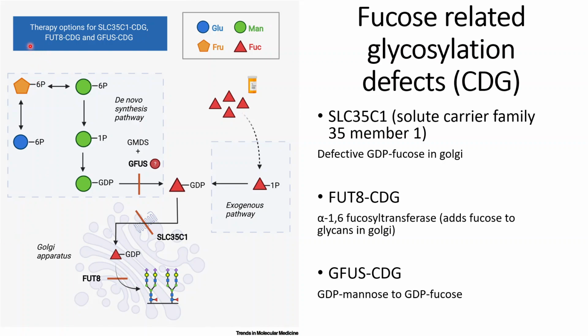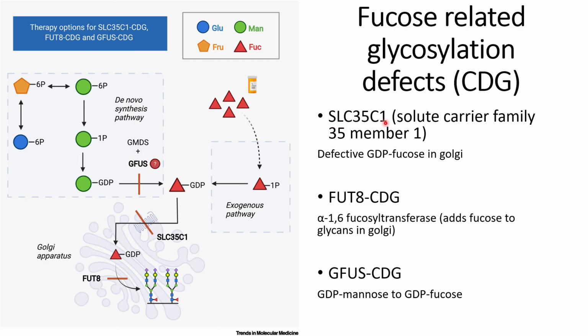In this video, we will discuss therapy options for these fucose-related congenital defects of glycosylation that are mainly related to fucose. So we will cover therapy ideas for three such problems. The first one is SLC35C1 CDG, then FUT8 CDG, and GFUS-CDG. However, the therapy idea for all three defects is the same, so we will discuss that in the end. Let us first discuss what problems arise in all these three cases.